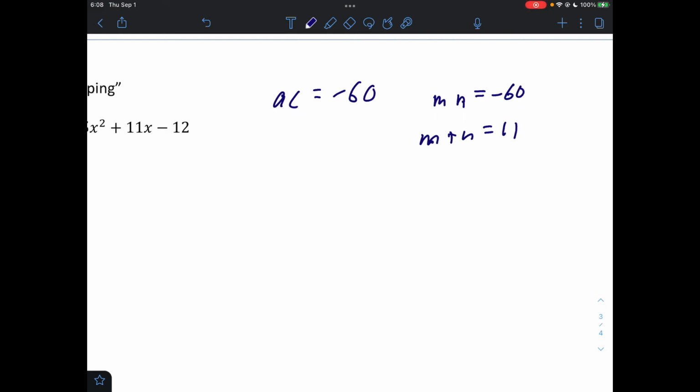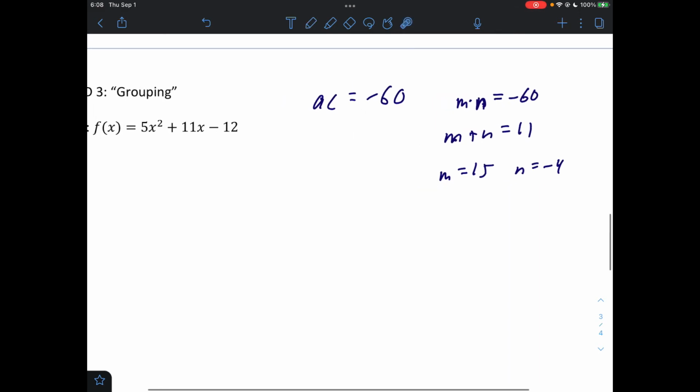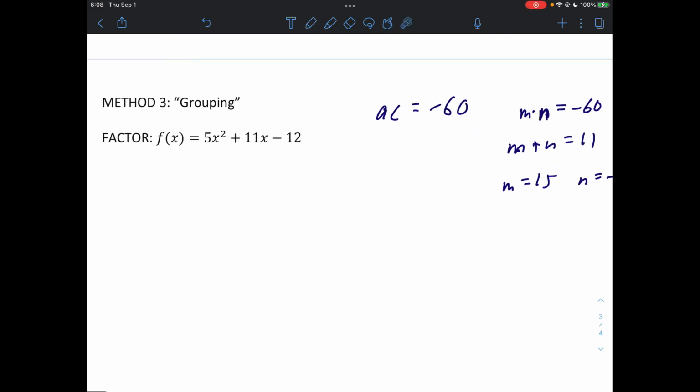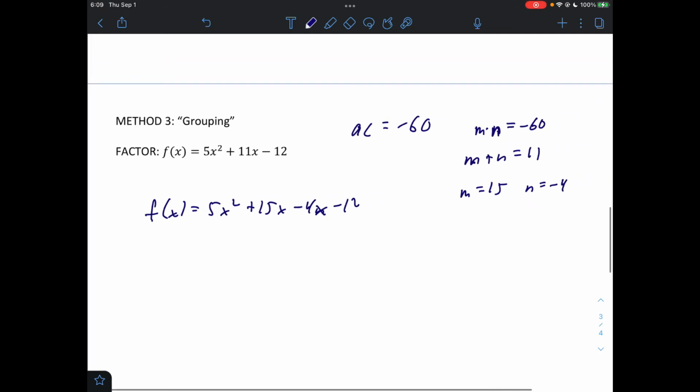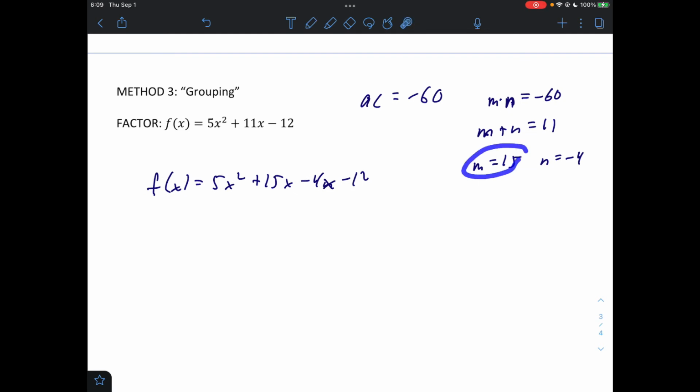All right, so start playing around with that, start taking some guesses at what those could be, and we should come up with the fact that m is 15 and n is negative 4, or they could be switched. It doesn't matter which one's which. All right, so I'm going to rewrite f with this middle term here broken up into 2 terms. So I'm going to rewrite f as 5x squared plus 15x minus 4x minus 12. So the 15 and the 4 coming from here.